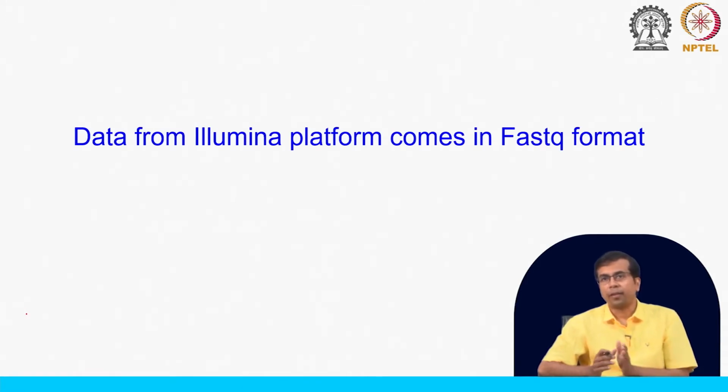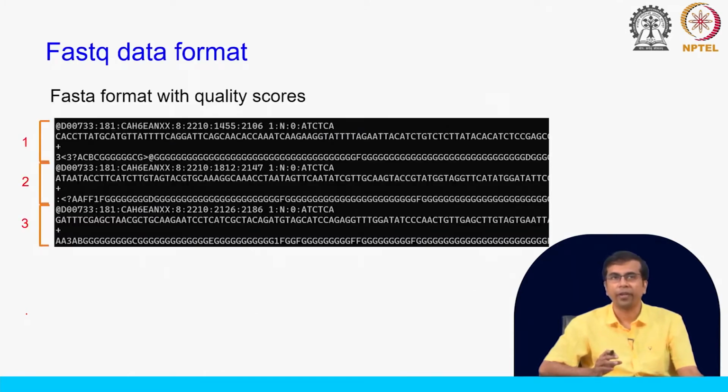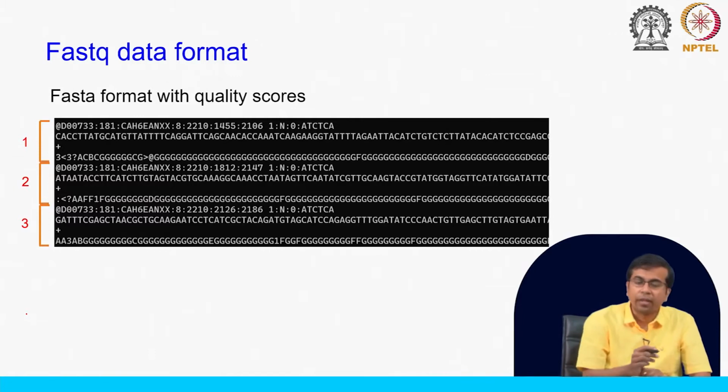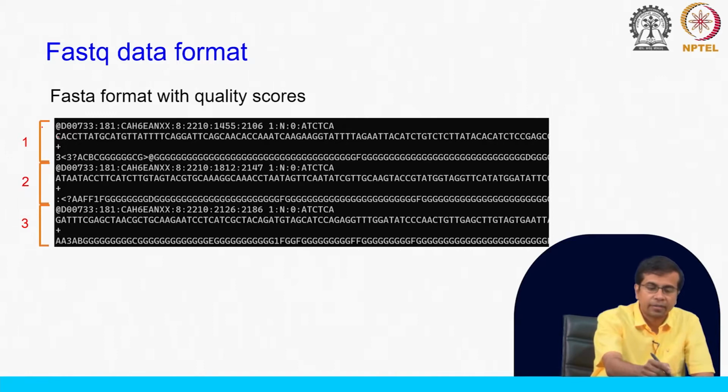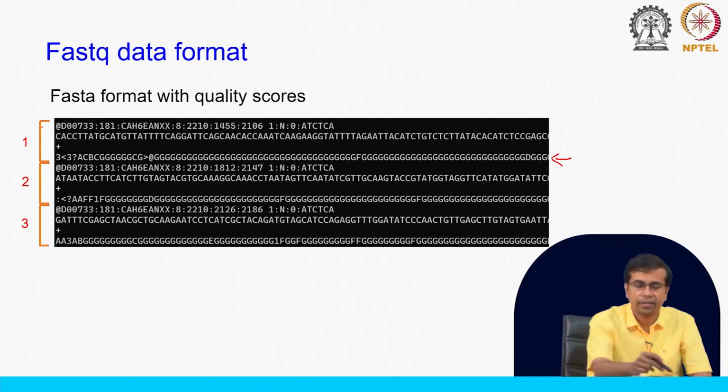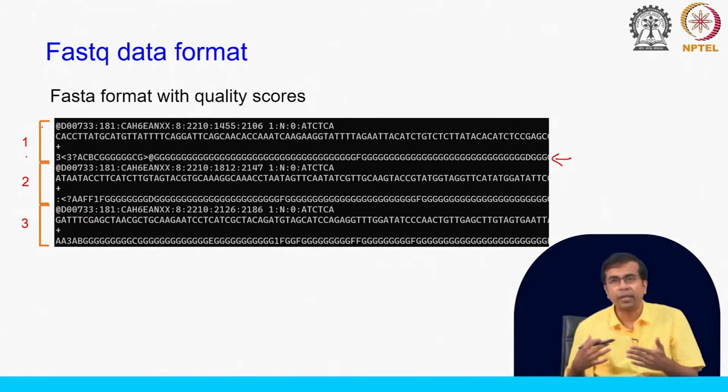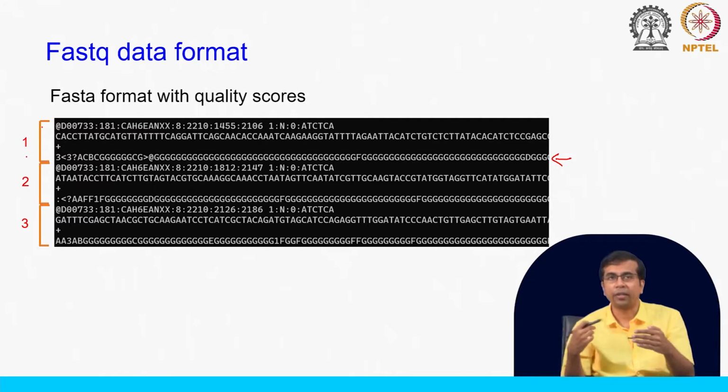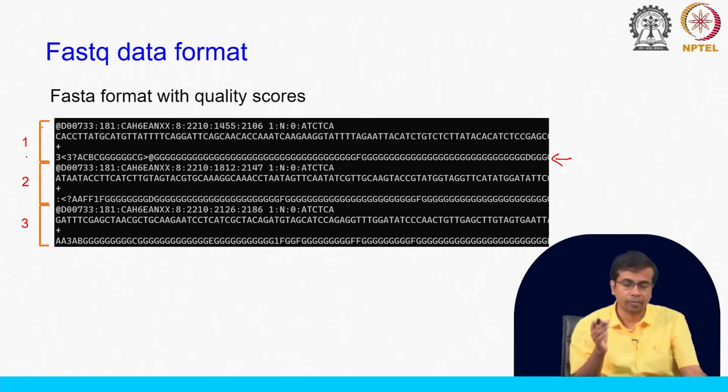So, as I mentioned earlier, data from Illumina platform comes in FASTQ format, and we will take an example of this FASTQ format with Illumina data. So, this is the FASTA format with quality score, or FASTQ. We have the header here followed by the sequence data, there is a spacer plus, then you have the quality score. And these are the reads 1, 2, 3, and if you have millions of reads, you have these millions of sequences one after another in a single file. So, this could be quite big files, with all these sequences in place.